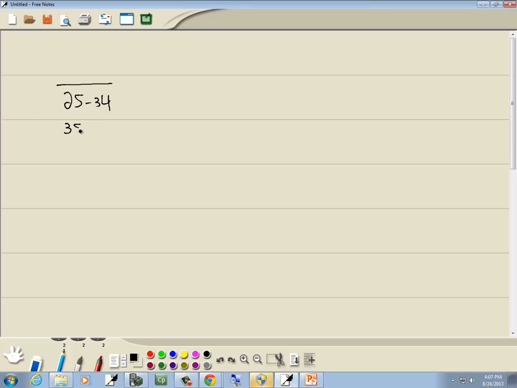35 through 44. You notice my class width appears to be 10. We'll see if it's consistent everywhere. 45 through 54, and 55 through 64. And it is consistent. It's adding 10 over and over. So let's find our first midpoint, and then that'll give us all the rest since our class width is 10.